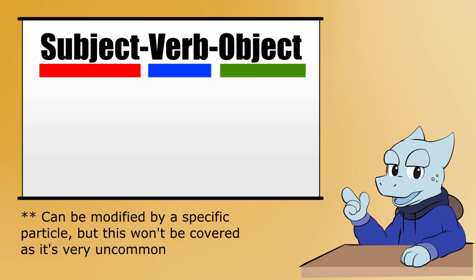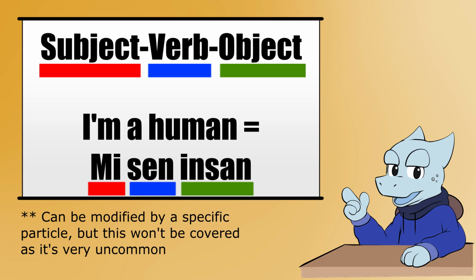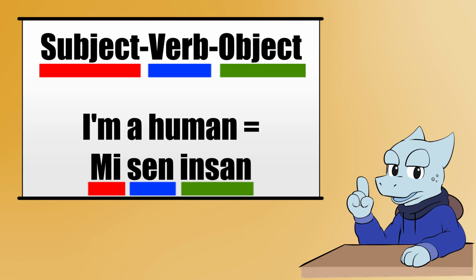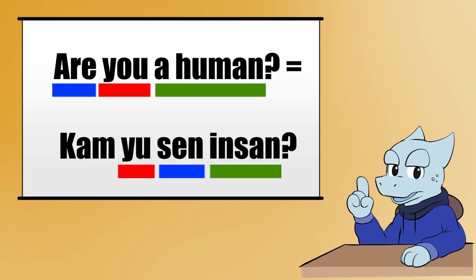Globasa is always subject-verb-object order, or SVO, so "I'm a human" would be "mi sen insan". This is retained in questions, so if you wanted to ask "are you a human", it would be "kam yu sen insan", where kam is a yes-no question marker, and the rest of the sentence's word order is the same.